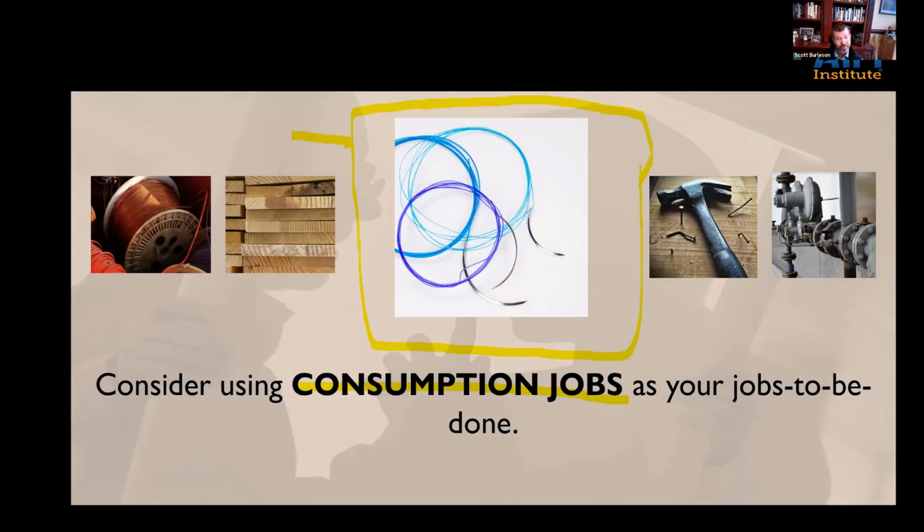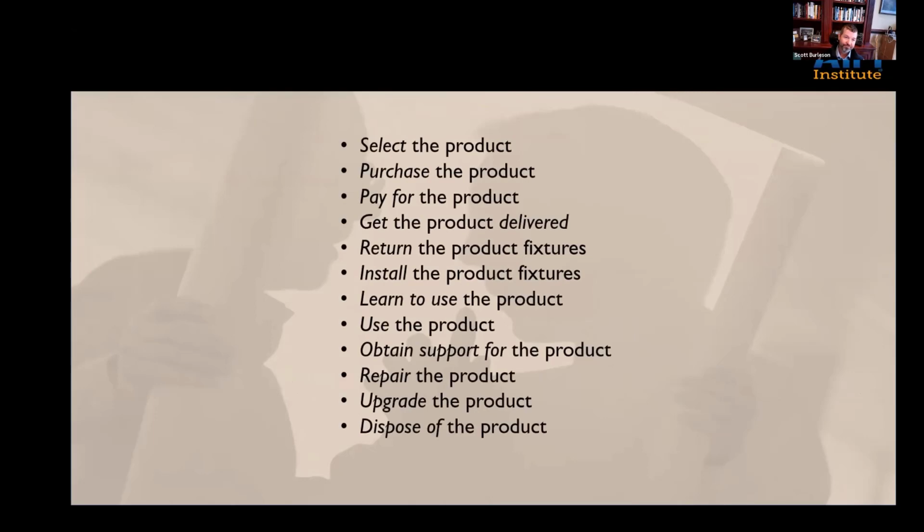And I've seen this across the board. We look across these, and we dismiss them a little bit, I don't know why. I think we're just interested in making better hammers and better wire and better sutures, better textiles. But we have this whole category of jobs around how a product is consumed that can have tons of opportunities for innovation. Let me show you what I mean. So this is a list of typical consumption jobs.